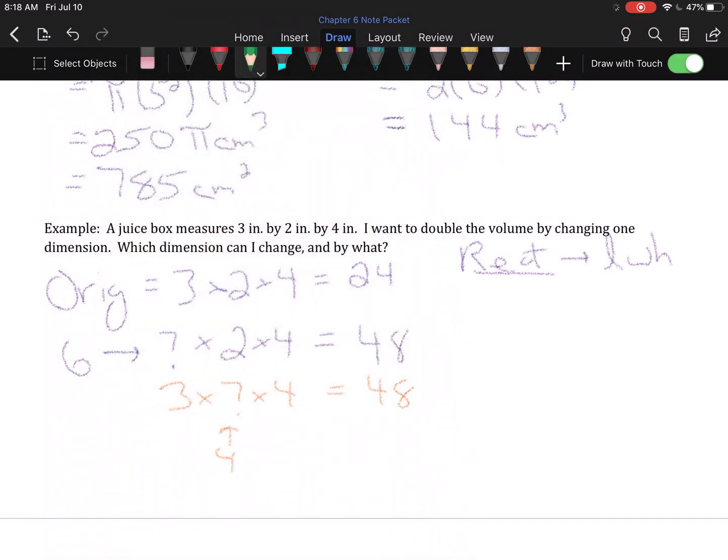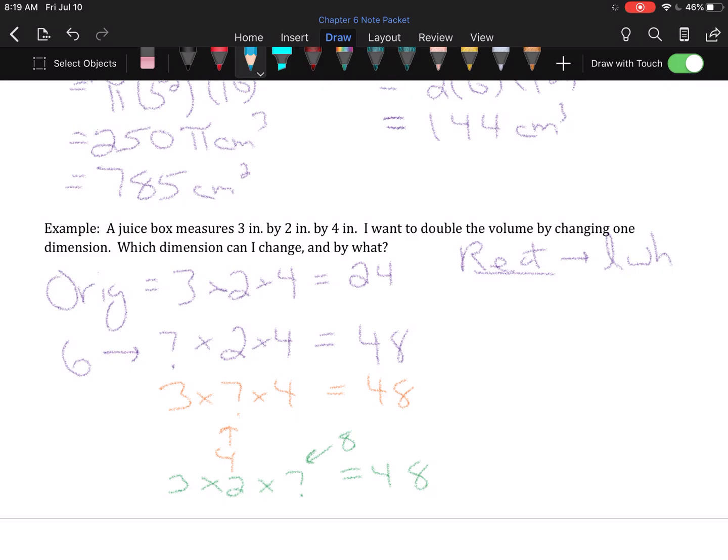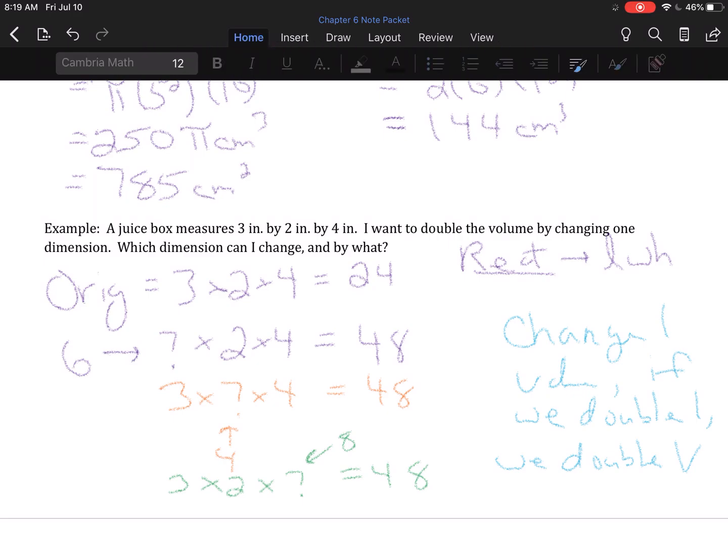And what if I kept the 3 and the 2, but swapped out the 4? Does the 4 double up to an 8? Now 3 times 2 is 6. To get 48 with 6, I do indeed have to multiply by 8. So what are we showing here? We can change one value, and if we double it, we double the volume. So doubling one dimension will double the volume.